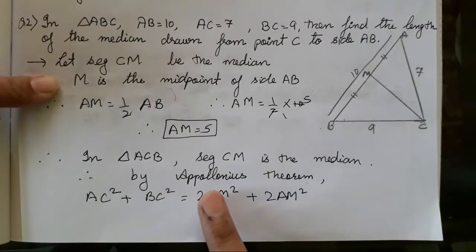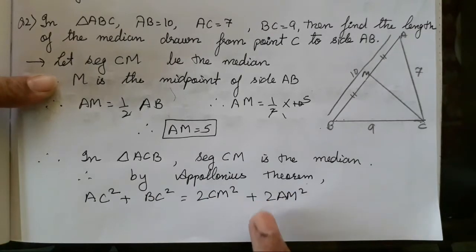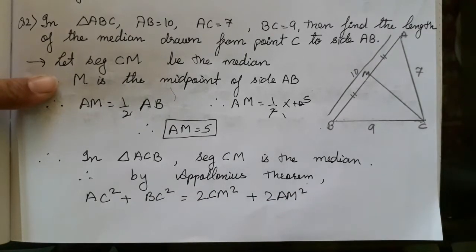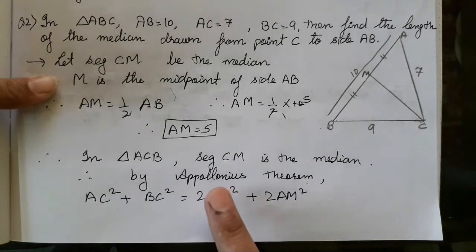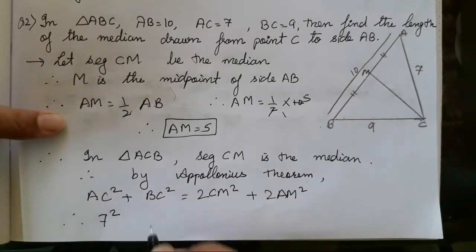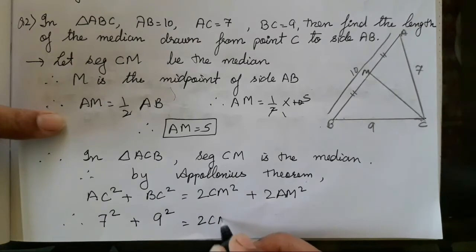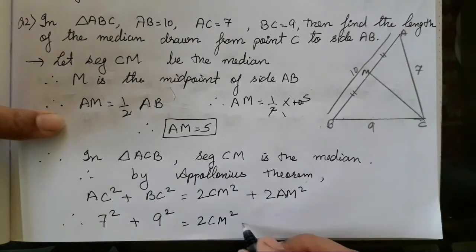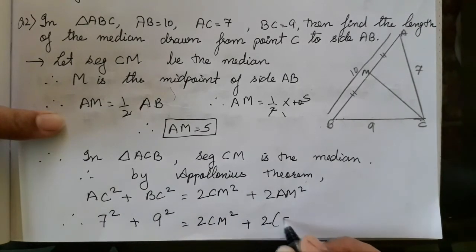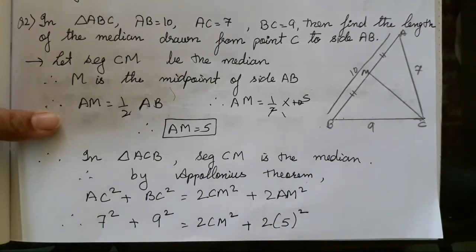I haven't explained this theorem previously, but if you all are finding it difficult, please mention in the comment box. I will try to explain this theorem in a separate video. Okay, now AC we are having as 7 square plus BC is 9 square. 2CM we have to find, so let's keep it as it is, and 2 into 5 square. Okay, now we have just substituted its value.